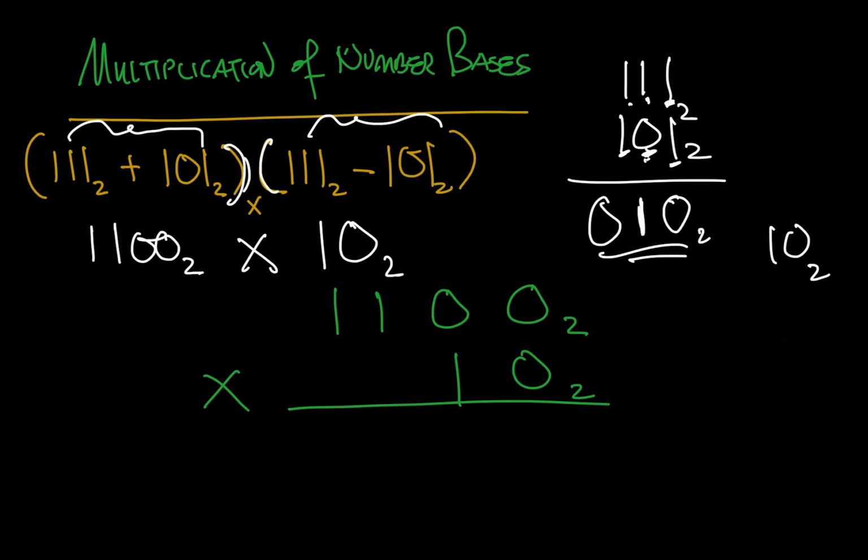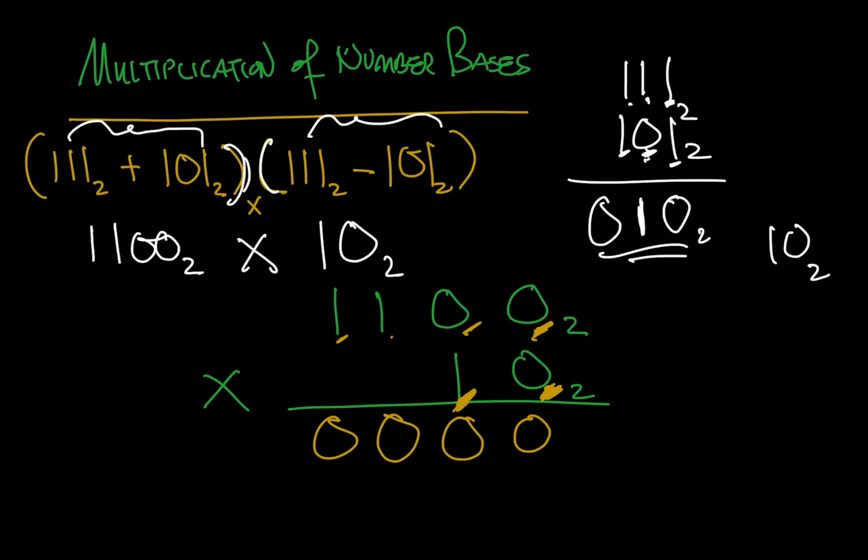What are the rules? We always start with this. This 0 multiplied by this 0 is 0. This 0 multiplied by this 0 is 0. This 0 multiplied by 1 is 0. This 0 multiplied by this 1 is 0. All right. Then we go to the next number.